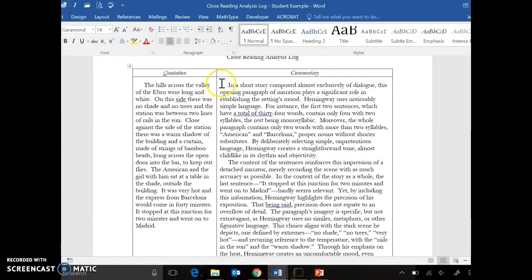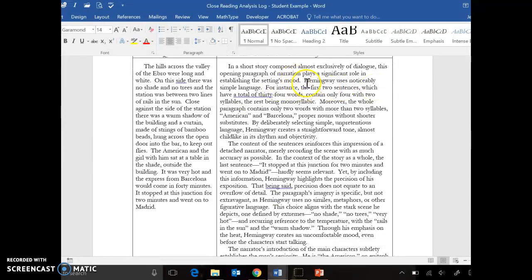So the student starts off by saying, "In a short story composed almost exclusively of dialogue, this opening paragraph of narration plays a significant role in establishing the setting's mood." So the student right off the bat addresses the fact that the purpose of this particular paragraph from the story is setting the mood. Okay. And she's going to elaborate on that by discussing how Hemingway establishes that mood.